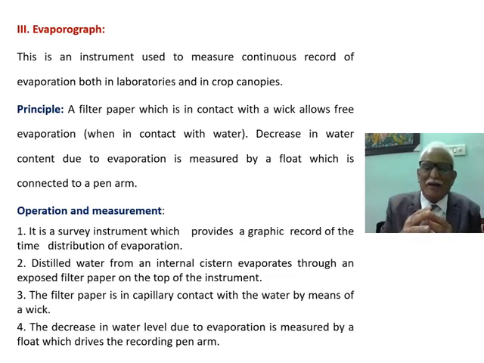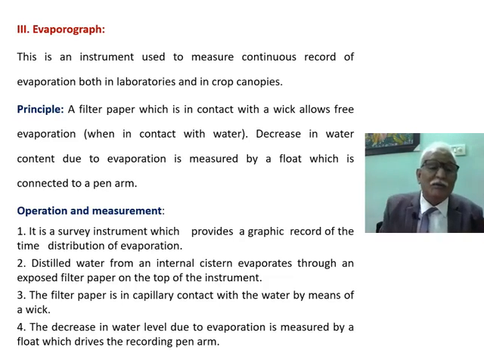USWB open pan evaporator, open field. Sunken skin evaporator, open field. Here the evaporograph, simple: a filter paper which is in contact with the wick allows the free evaporation. Decrease in water content due to evaporation is measured by a float which is connected to the pen arm. Simple, float is the pen arm. Self-recording rain gauge also we have got the float chamber, siphon chamber. Here there is no siphon, only float is there.